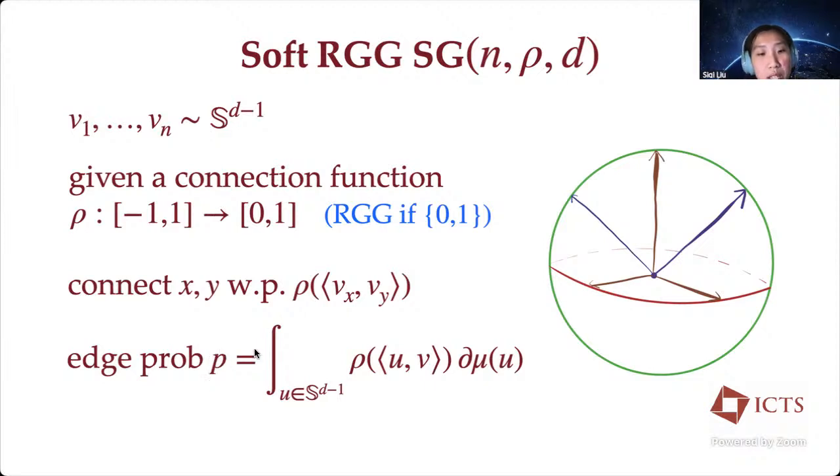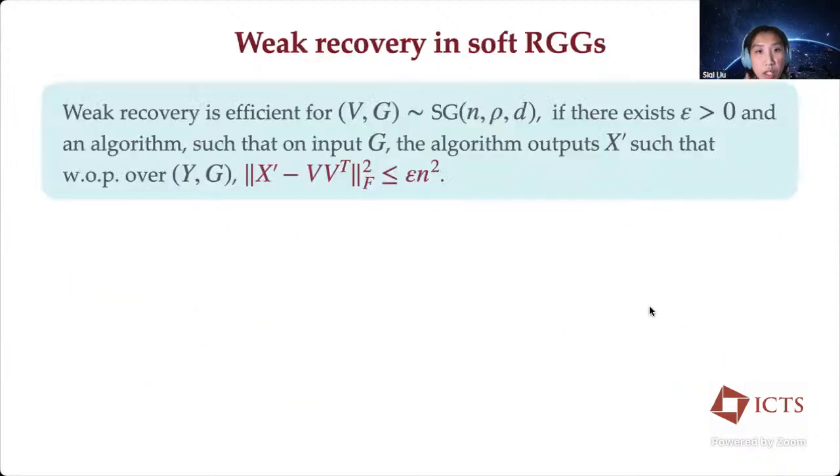We still use P to denote the average edge probability of two random points on the sphere. So from this we can talk about our soft model, which is n rho d. P is hidden because P is already defined explicitly by this rho. Okay, so this is a soft model, and people have studied the weak recovery problem on the soft model.